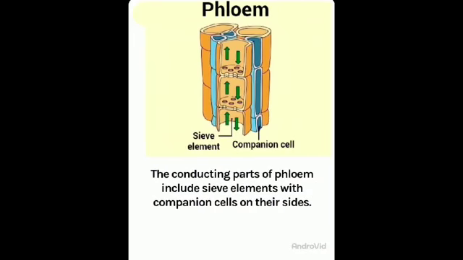Here is the picture of phloem. You can see the yellow and the blue color demarcate two different types of cells in the phloem tissue. The conducting part of the phloem, which conducts the food material, includes sieve elements with companion cells which are on their sides. Here you can see the blue linings showing the companion cells at the sides, and the sieve element. These are the two major components, or major conducting parts, of the phloem.